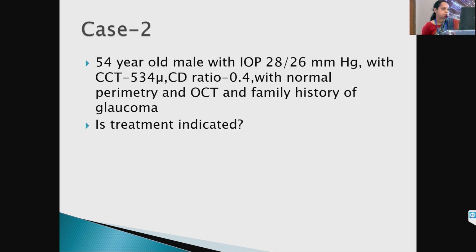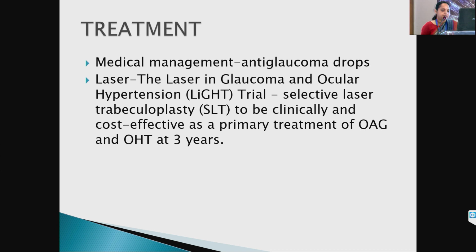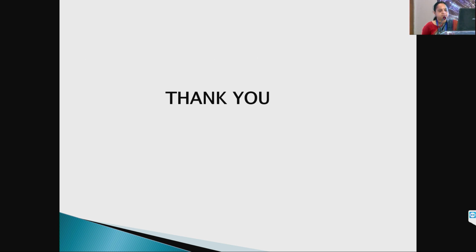We discuss a case, a 54-year-old male with IOP 28 and 26, with central corneal thickness 534, with normal perimetry and OCT, but with family history of glaucoma. I think it's better to treat the patient. Treatment can be medically managed, or selective laser trabeculoplasty is another modality for treatment in case of OHT. Thank you.